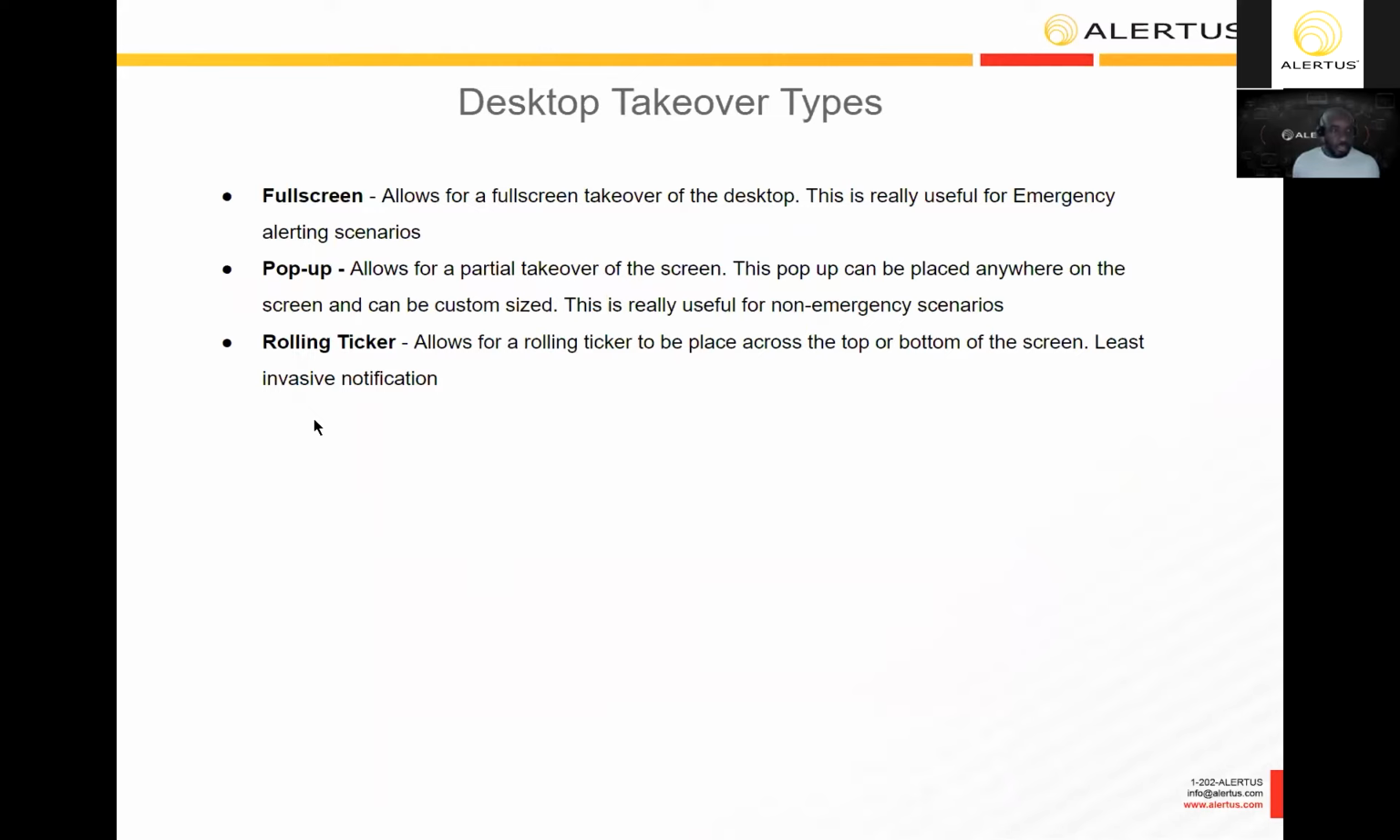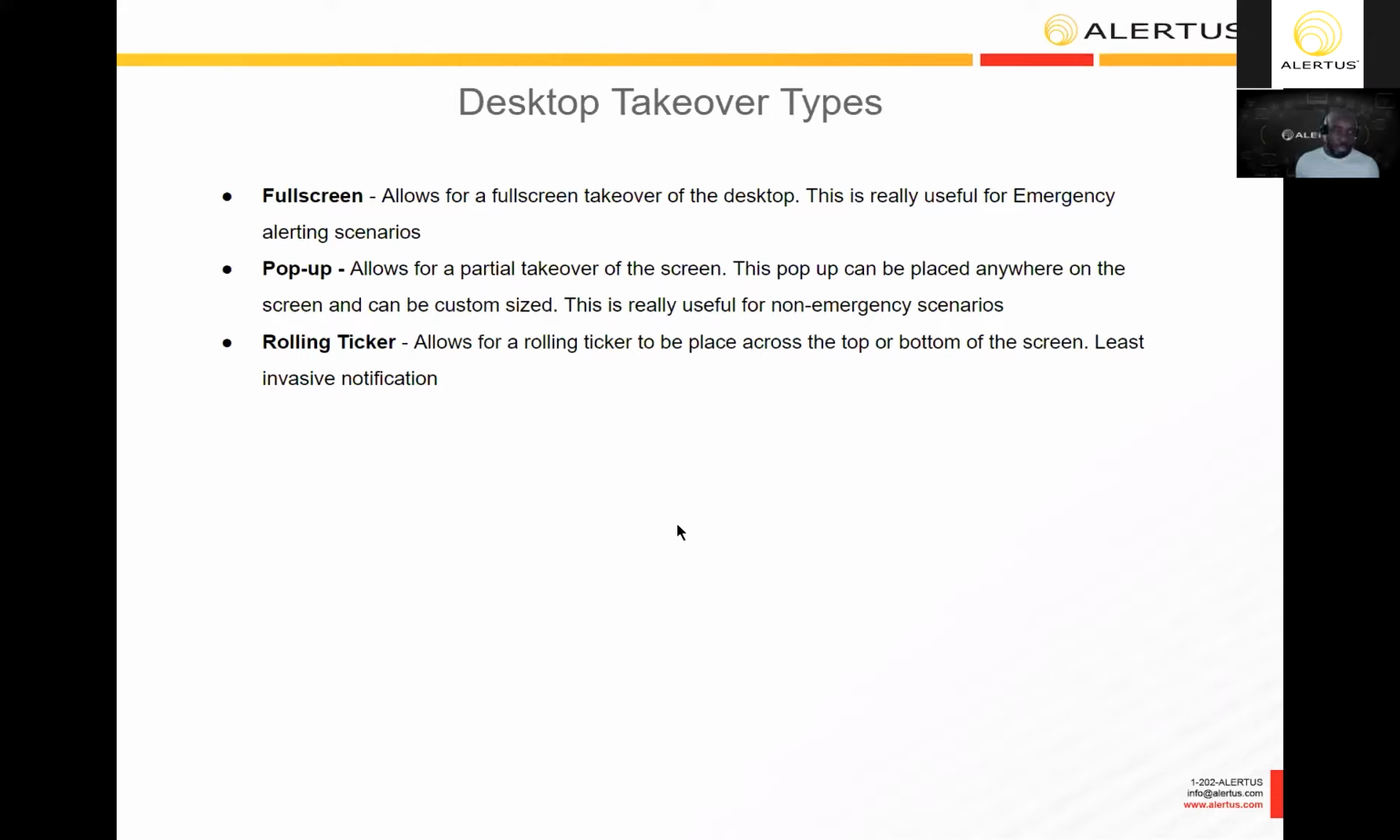So we have several different desktop takeover types. We've got a full screen, as its name suggests. We can take over your entire screen. We can take over a portion of your screen via a pop-up. And this pop-up we can place just about anywhere: center of your screen, bottom left corner, bottom right corner, top left, top right, and so on. And then we can do rolling tickers. As its name suggests, it's just a rolling ticker that scrolls across the bottom of your screen, top of your screen, or a portion of your screen if you like. Highly customizable.